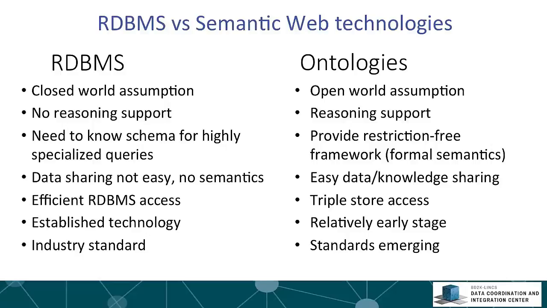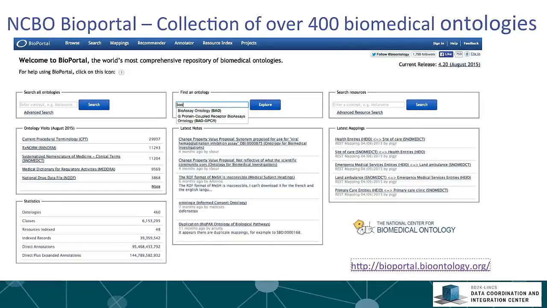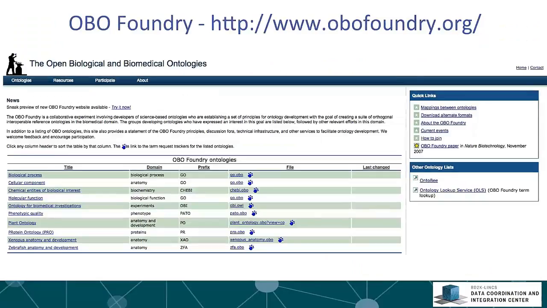Hundreds of biomedical ontologies have been developed over the years. One of the most comprehensive repositories of biomedical ontologies is the NCBO BioPortal, which has already been introduced in the previous lecture. Another important resource of biological and biomedical ontologies is the OBO Foundry. In contrast to the NCBO BioPortal, which has a very open policy in allowing developers to deposit their ontologies, the OBO Foundry takes a much more selective approach.